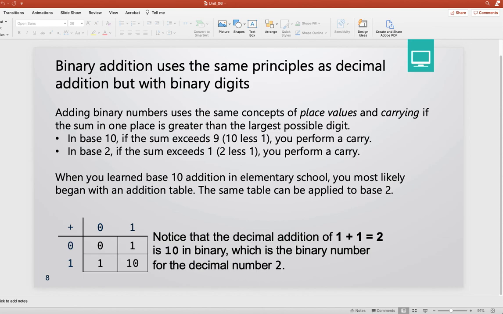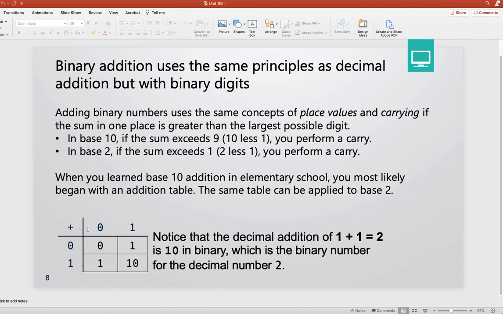And binary addition uses the same principles as decimal addition, but with binary digits. Suppose we try to add two numbers together in the decimal system. In the decimal system, we use a carry if the sum of the two numbers is larger than 9, right? We need to make a carry to the next position. So in base 10, if the sum exceeds 9, you perform a carry. And similarly in the binary number system, in base 2, if the sum exceeds 1, then you perform a carry.